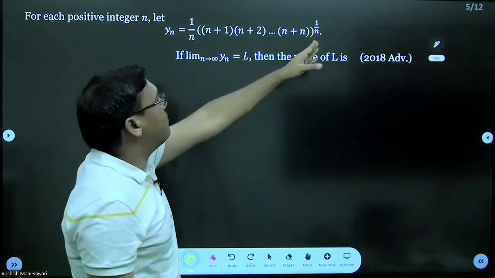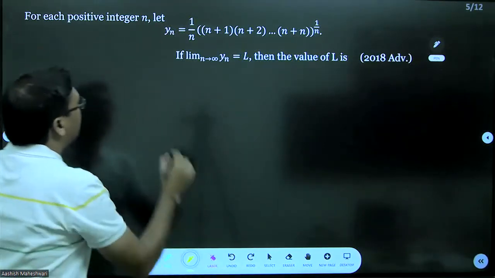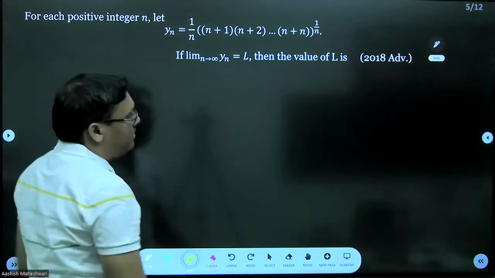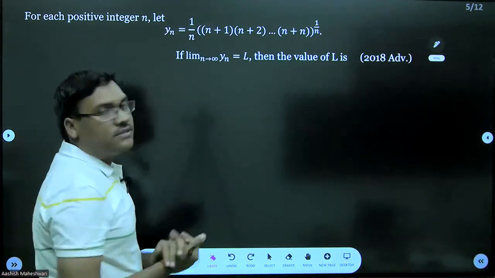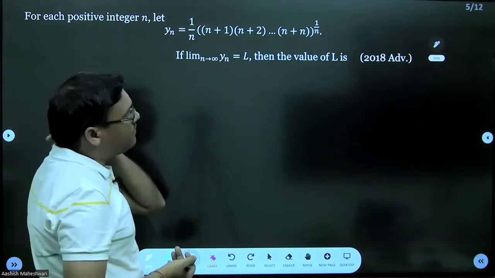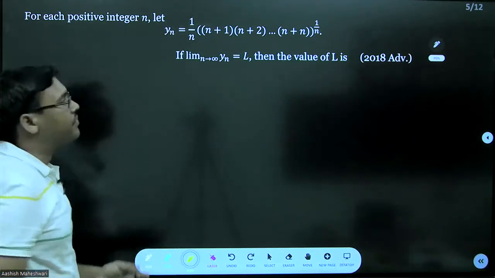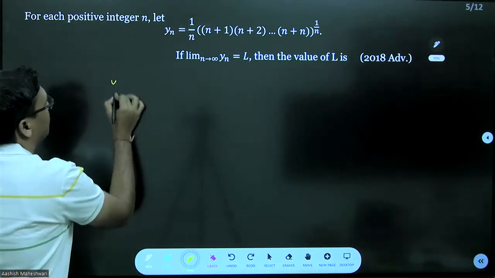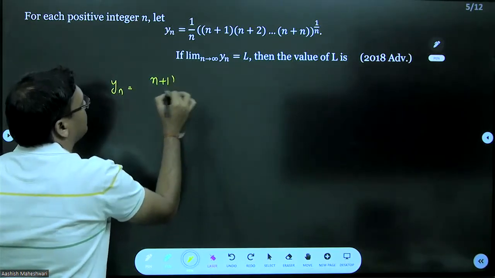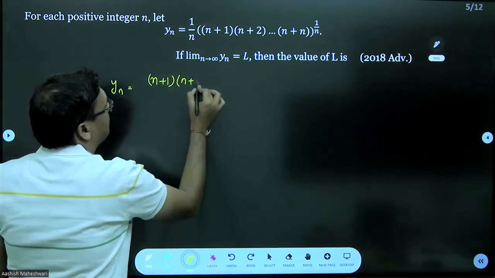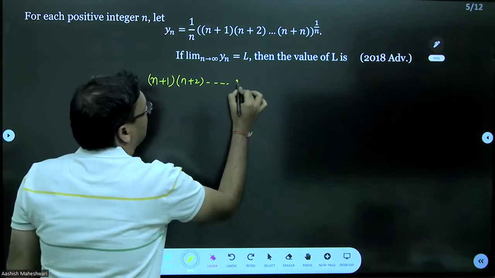Okay? If you have the terms in product, how can I convert this into addition? How can we convert into addition? So now see, to convert into addition you can take log. Okay? So now see. We have yn which is equal to n plus 1, n plus 2, and so on, n plus n.